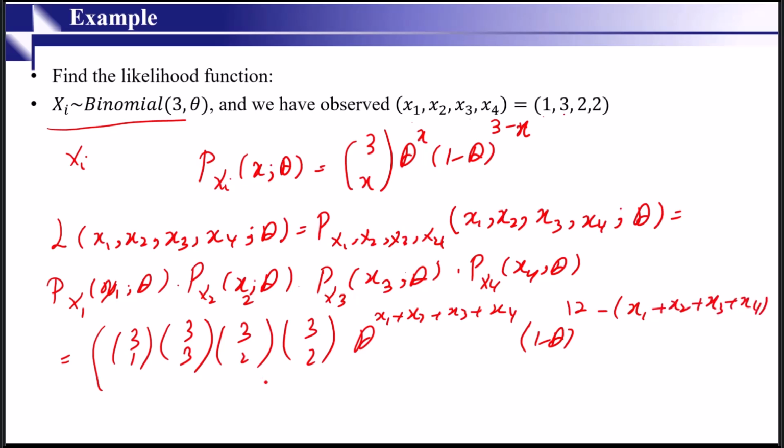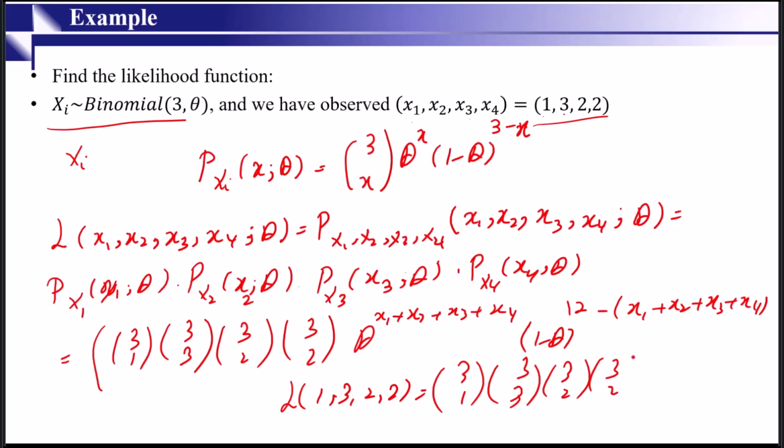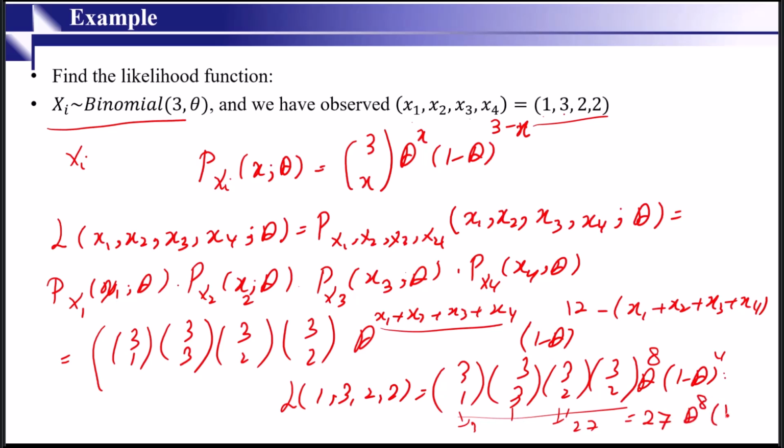Since we have already observed x1, x2, x3, x4 as these values, we can write the likelihood of 1, 3, 2, and 2 is equal to the combinations 3 choose 1, 3 choose 3, 3 choose 2, 3 choose 2, times theta to the power of the sum of them, 8, multiplied by 1 minus theta to the power of 12 minus 8, 4, right? So the combination of 3 and 1 is equal to 3, 3 and 3 is equal to 1, and so the product of these all will be 27, and this will be equal to 27 multiplied by theta to the power of 8, times 1 minus theta to the power of 4.